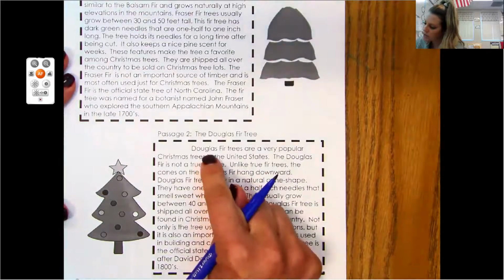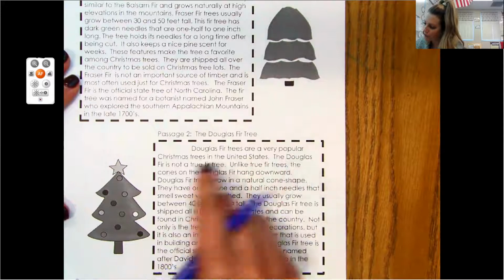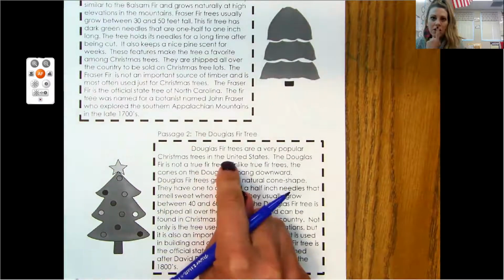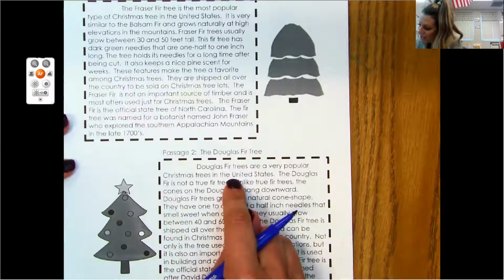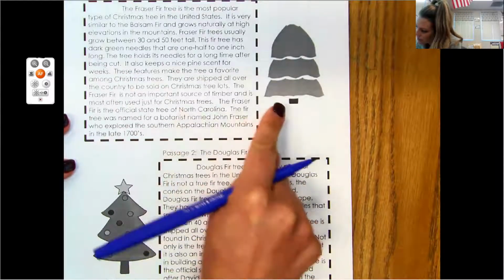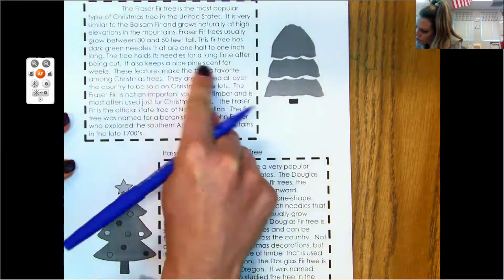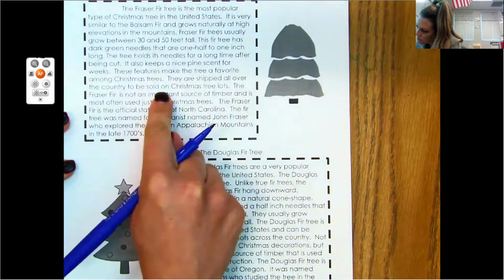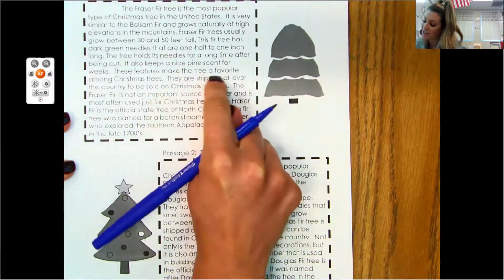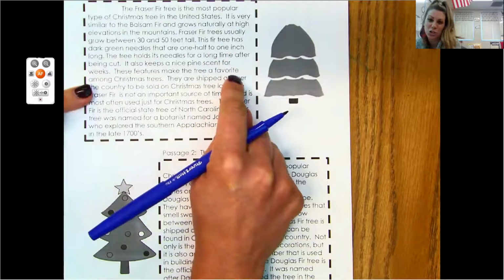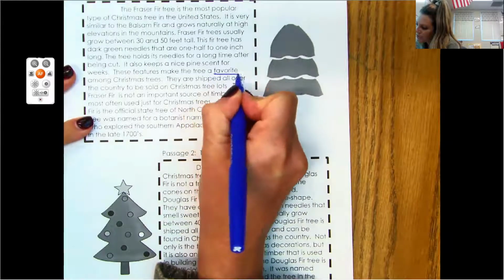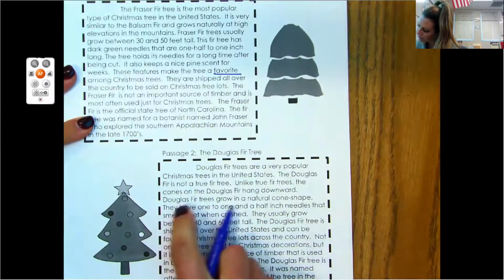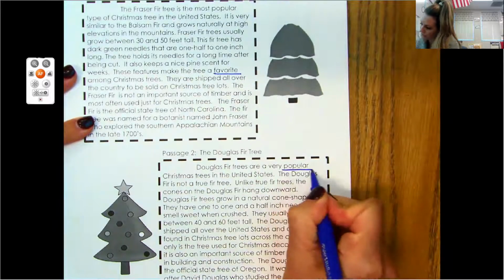All right, Douglas fir trees are very popular Christmas trees in the United States. Are both of these trees popular? Did it say that? It sure did. So let's see. We've got to search through. Makes it a favorite among Christmas trees. Favorite and popular. I'd say that's the same. So it's a favorite. And then right here, very popular.